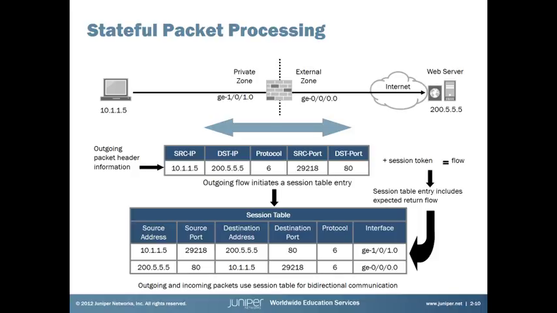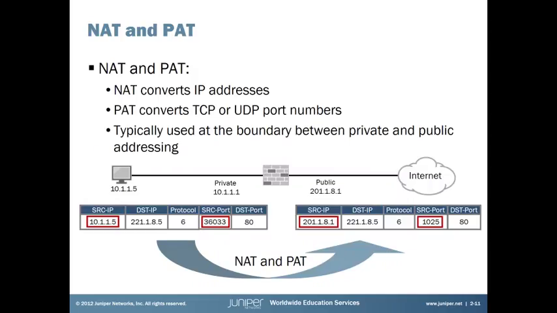Okay, so we have this thing called a flow there. And the outgoing and incoming packets will use the session table for bidirectional communication. So we will already set up a firewall session that allows for the expected return traffic. Alright, so that's one of the things that a firewall does. That's its most basic functionality, a stateful firewall, is to set up a flow.